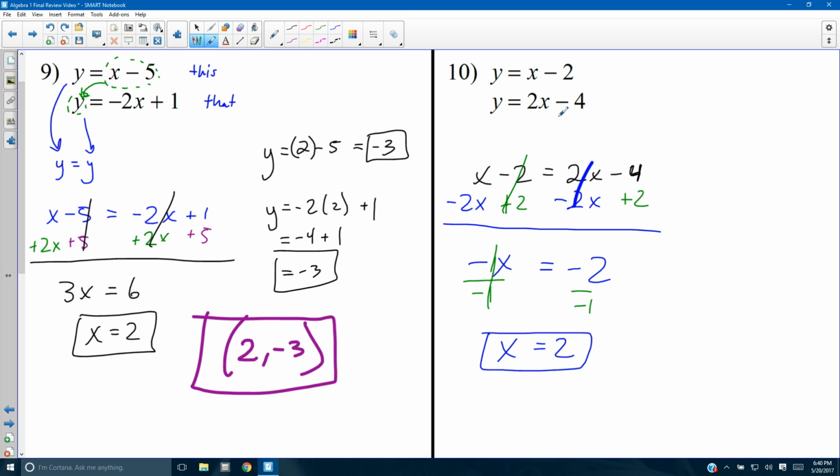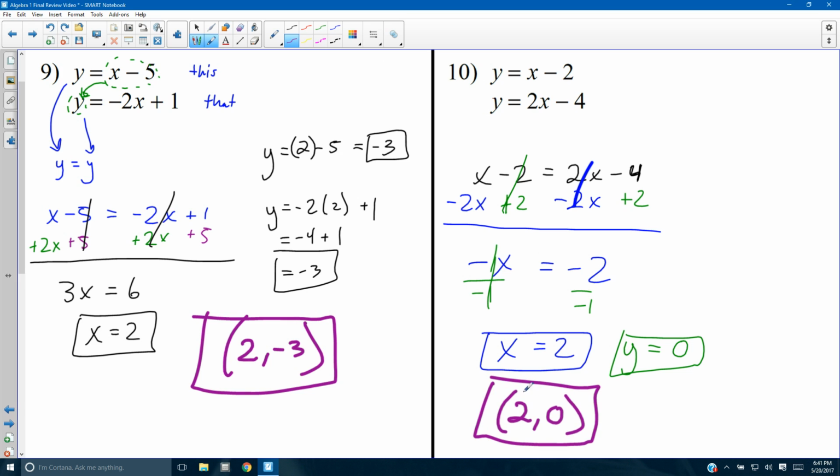Let's go and solve for y. I'll do it mentally. Y equals 2 minus 2. Looks like it's 0. So y equals 0, x is 2. Your final coordinate pair there is 2, comma, 0. All right, not bad, not bad.